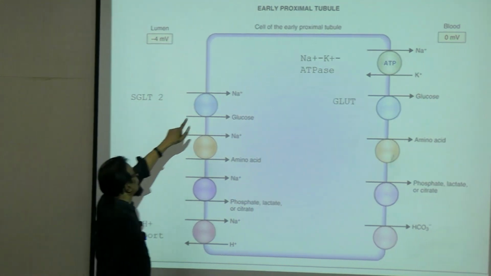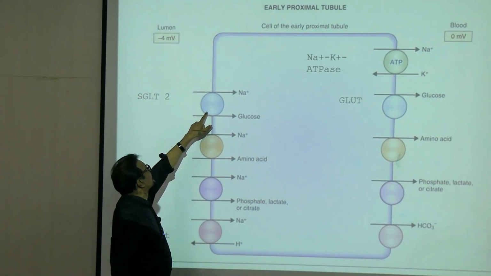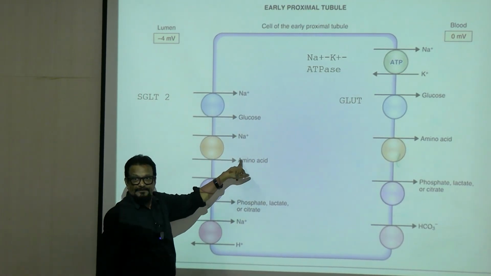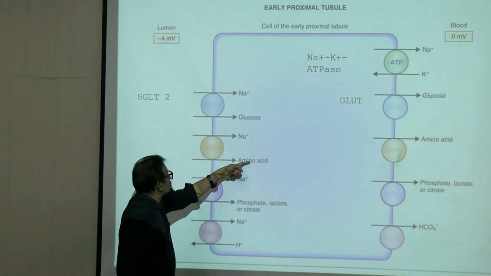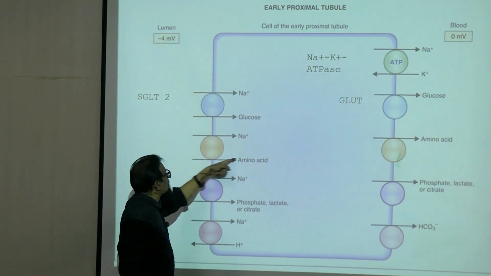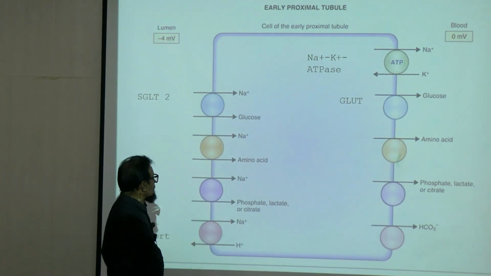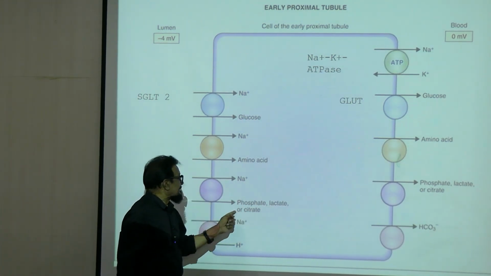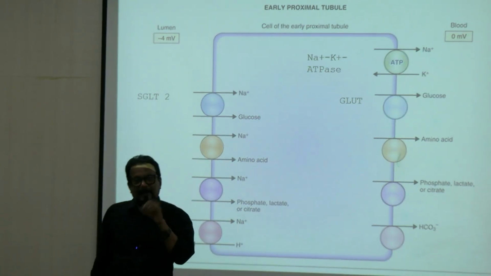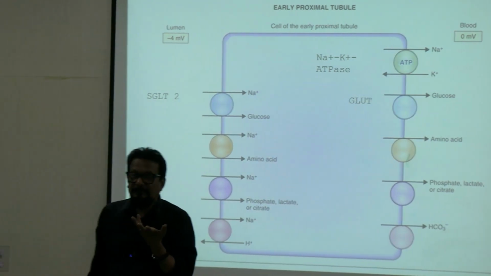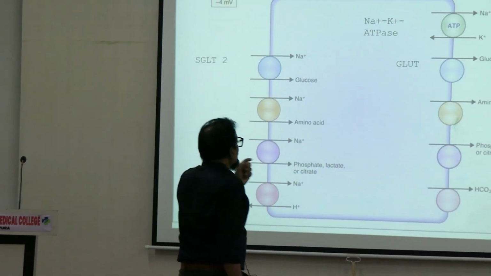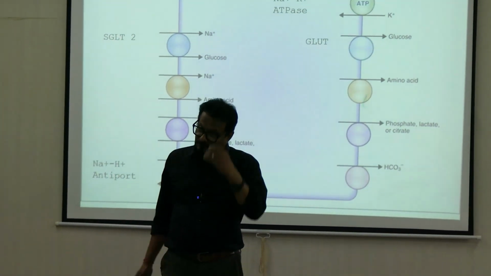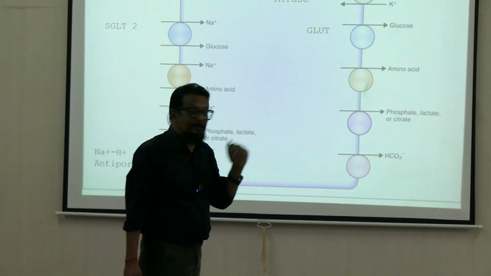See, as I said, like GLUT and SGLT, this kind of transporter is also there for amino acids. While sodium is entering, they will also facilitate the entry of amino acids. Similarly, while sodium enters, they will also bring phosphate, lactate and citrate into the cell. Lactate we can metabolize, in the cardiac cell we can metabolize it. They are important also. Citrate is also one of the constituents of the TCA cycle. I can also utilize this. This is also important for us. That's why we will absorb it.